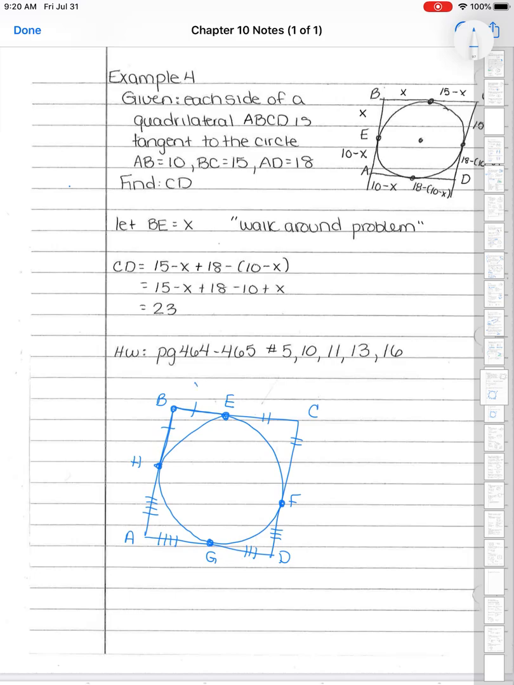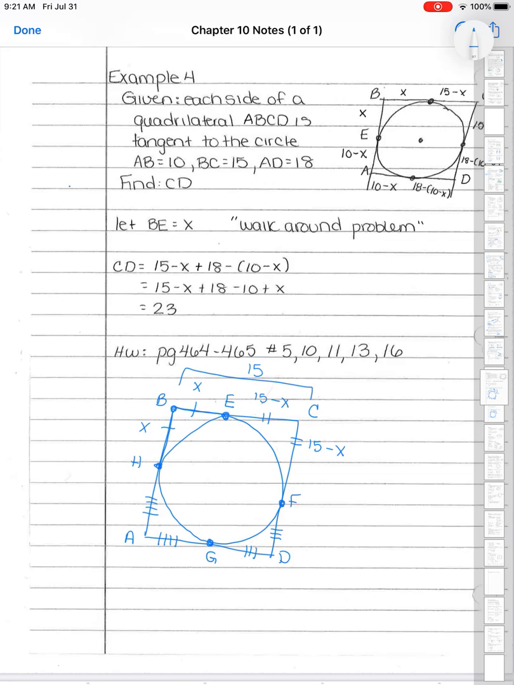It doesn't matter where. Let's say I pick BE to be my x. Well, if BE is x, then BH is x. Now I'm going to walk myself around the figure. If I know that BC is 15 and BE is x, then EC is 15 minus x. If EC is 15 minus x, then CF is 15 minus x. Then I look and say, okay, I don't know what CD is, so I hit a wall.